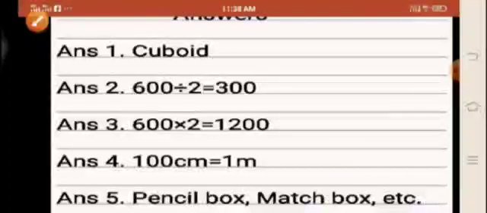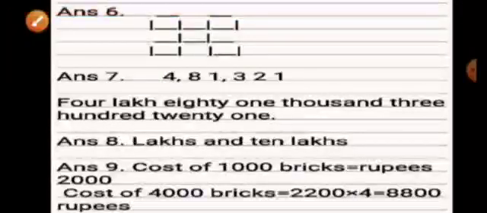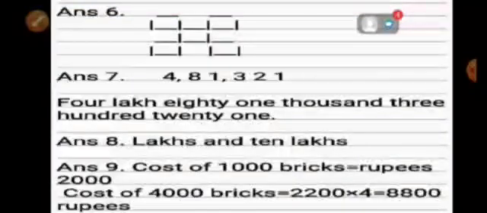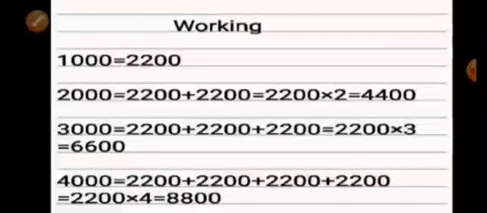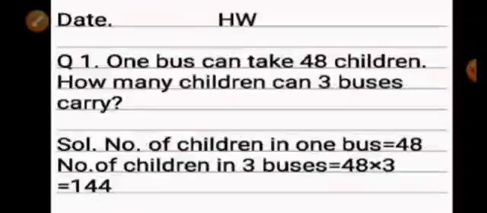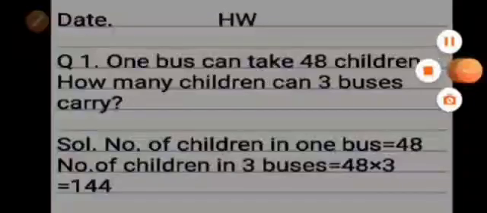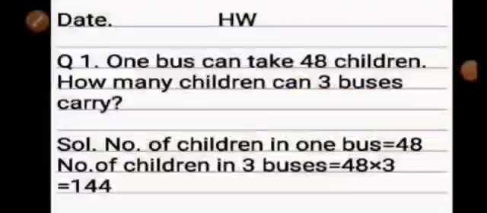Now I am showing you answer 6, answer 7, answer 8, and this is answer 9. And here is the working of answer 9. Cost of 1000 means 2200. 2000 means it is the double. 2000 plus 2000, we know multiplication is repeated addition. 2200 multiplied by 2, and like this we are getting our answer. Is it clear, children? After checking the test, count your marks and write at the top out of 10 marks.